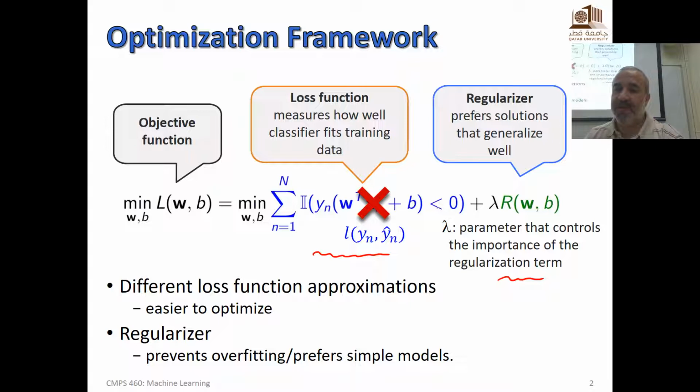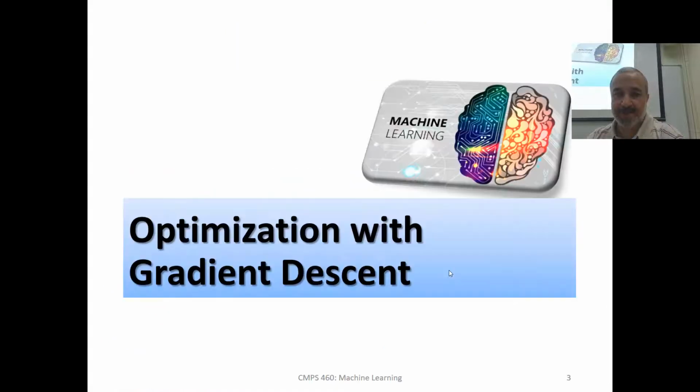Now, if we assume that we have one loss function and one regularizer, how can we find the model itself? You remember at the end of the last lecture, I gave you the objective function, but I didn't tell you how to find the model, how to find the values that will minimize this function. So this is exactly the focus of this lecture, inshallah. This is where we are.